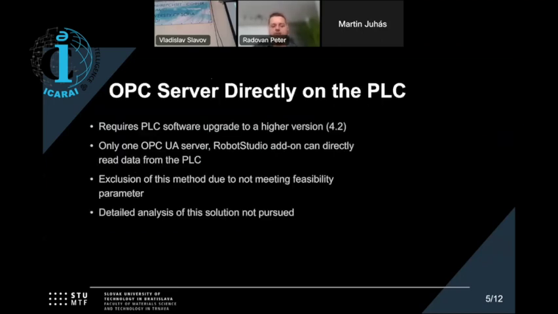So, the first method is OPC server directly at the PLC. This method requires a PLC software upgrade to a higher version, 4.0. Currently, we have version 4.1. Only one OPC UA server and Robot Studio add-on can directly read data from the PLC. This method was excluded due to not meeting feasibility parameters of cost. Detailed analysis of the solution was then not pursued further.